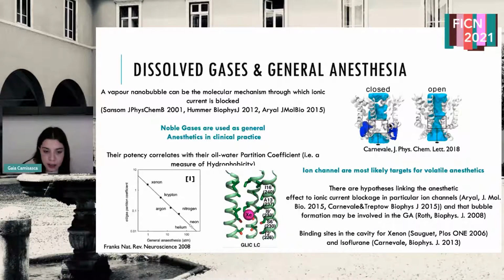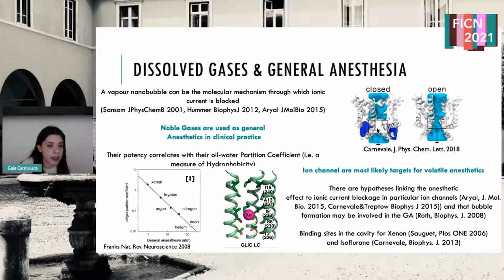So this morning we have seen during the first session of this Congress that the functioning of a class of ion channels relies on the so-called hydrophobic gating, which is the mechanism by which ionic currents are blocked through the membrane by the formation of a bubble in the hydrophobic portion inside the cavity of the biological channel.